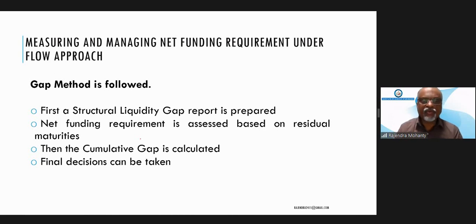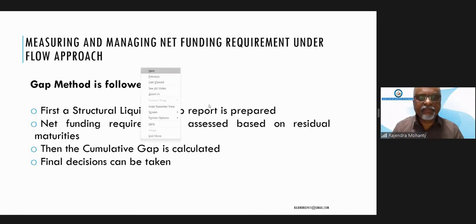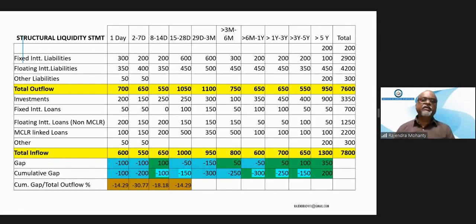So here I am showing you the structural liquidity gap report or statement. Everything I have done. The only thing is how questions might be given to you without the cumulative gap, so you have to take care of that. So this is the structural liquidity gap statement. Here the first highlighted yellow line is the total outflow of the bank for all 10 maturity buckets, from tomorrow to more than 5 years, and all the figures are given.